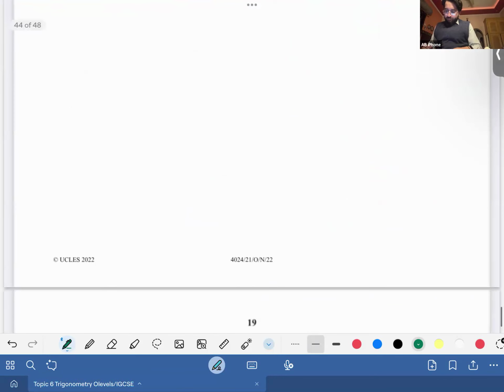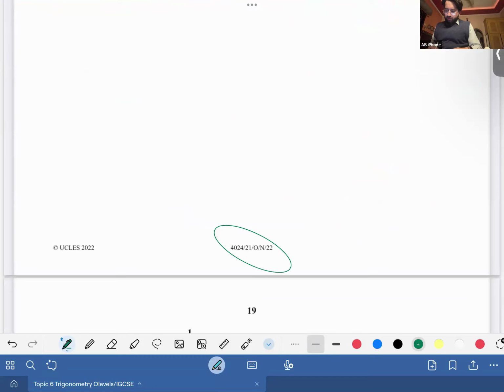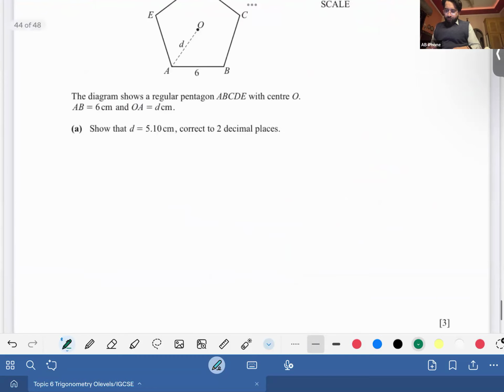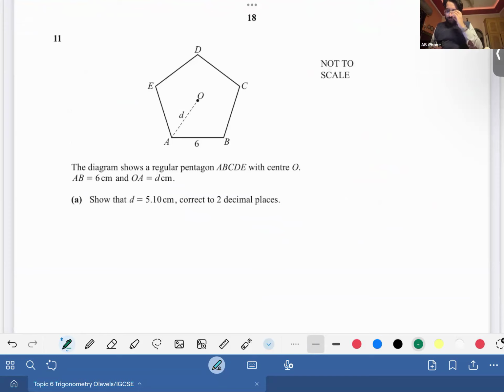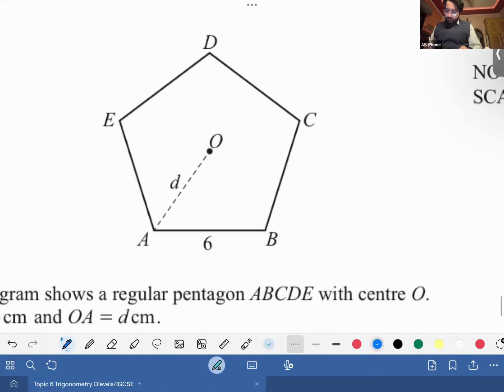This question is from 402421 October November 2022. The diagram shows a regular pentagon ABCDE with center O. AB is 6 and OA is d. Show that d is equal to 5.10. We know that since it's a regular pentagon, it will have these triangles in the center. Agree or not? Agreed sir.